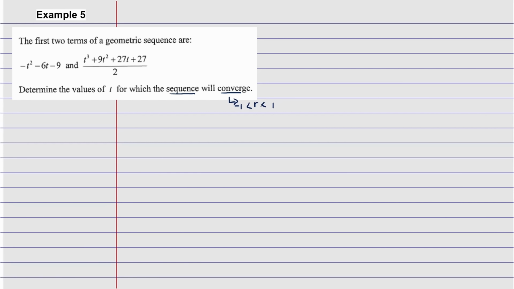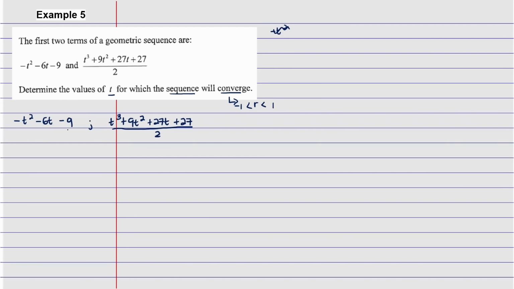So now we need to write r in terms of t because that's the one we're solving. So now I'm going to take these 2 terms. It's going to be negative t squared minus 6t, then minus 9. Then it's going to be t cubed plus 9t squared, then plus 27t, then plus 27. Then this whole thing is going to be divided by 2.